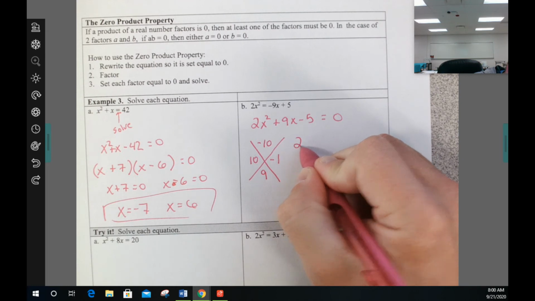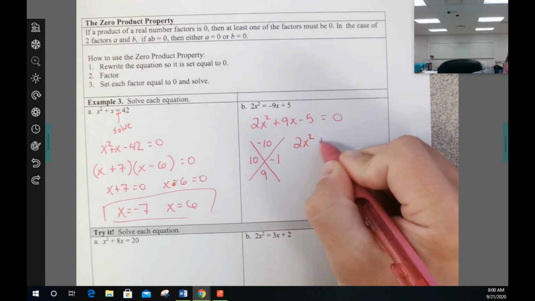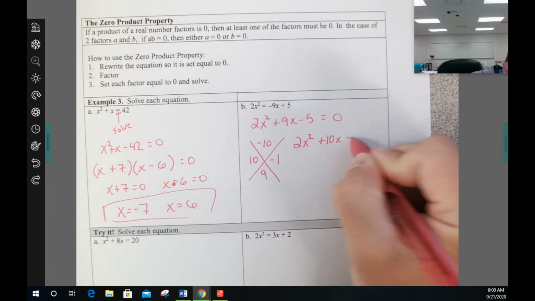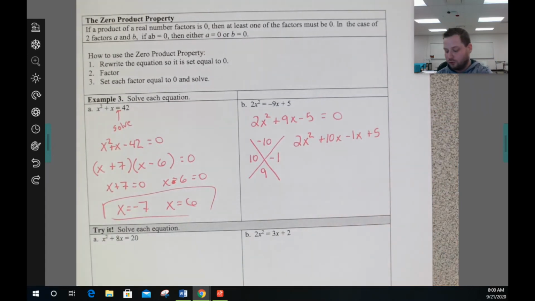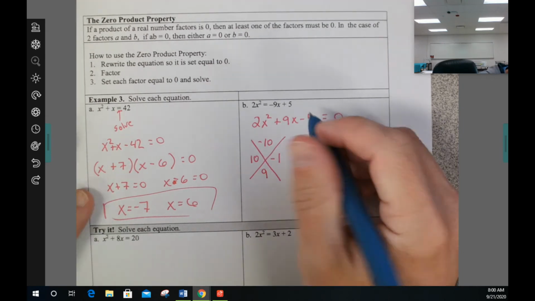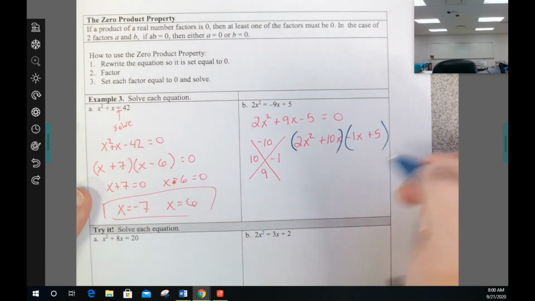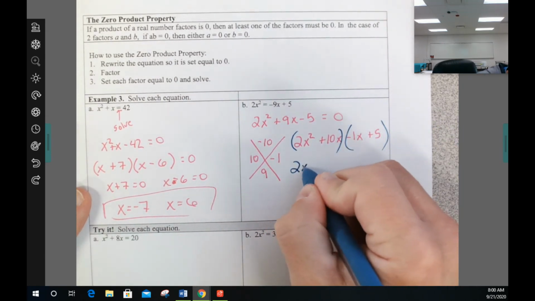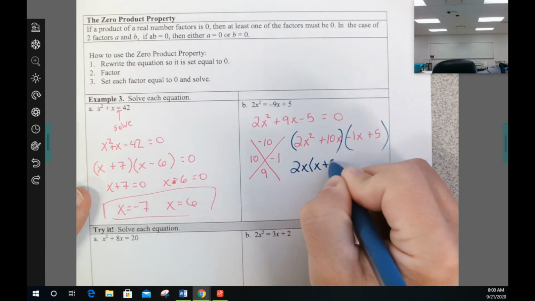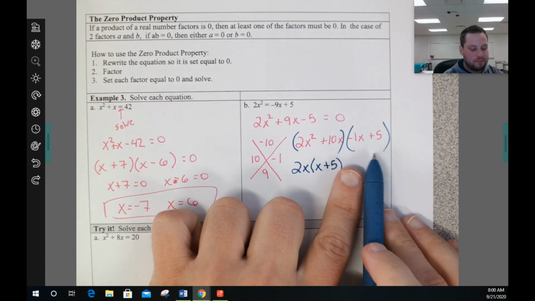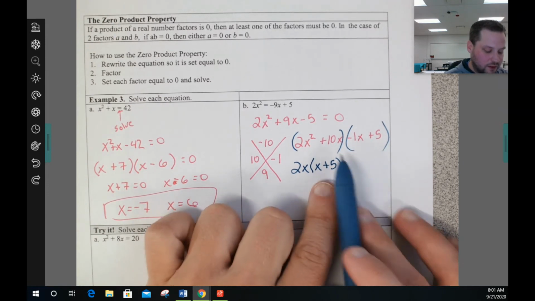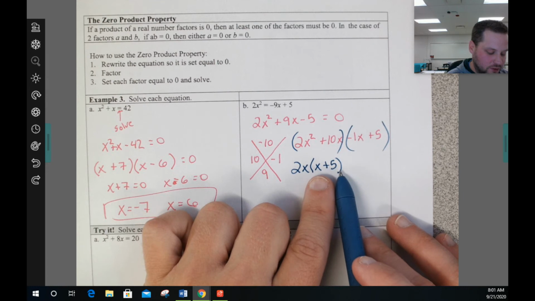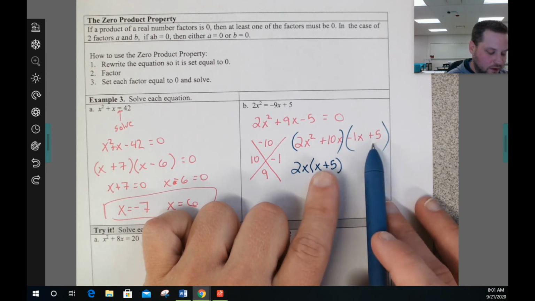So I have my first term is 2x squared. We go plus 10x minus 1x plus 5. We group it. So when we're grouping, we can take a 2x out front. That leaves me with x plus 5. And then in the parentheses, remember, our goal is to get it so that these two parentheses match up. So I need an x plus 5, x plus 5.